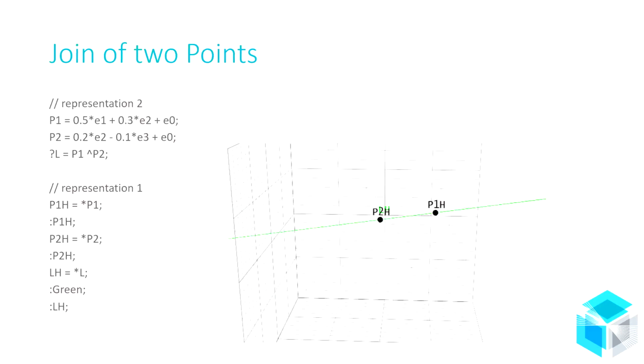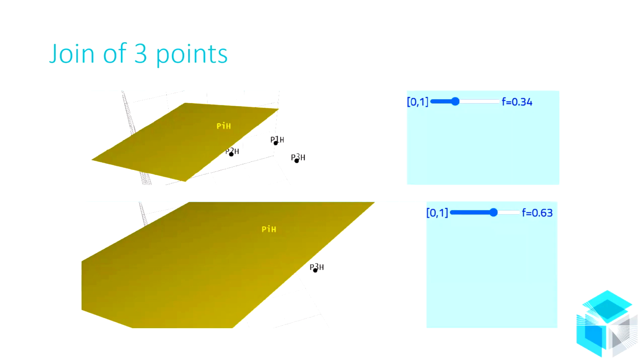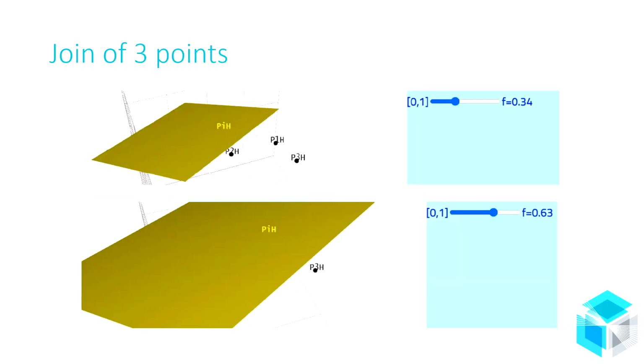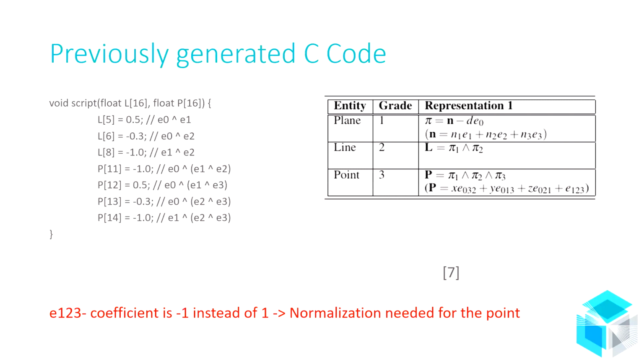So this is an example for this join, meaning 2 points. The outer product describes the line going through them. Then the join of 3 points describes a plane. And if we make this f, let's go back. Here we have this f as a parameter, then we can play around with this f based on some slider and make some experiments. Sure, this is only a very simple example, but okay.